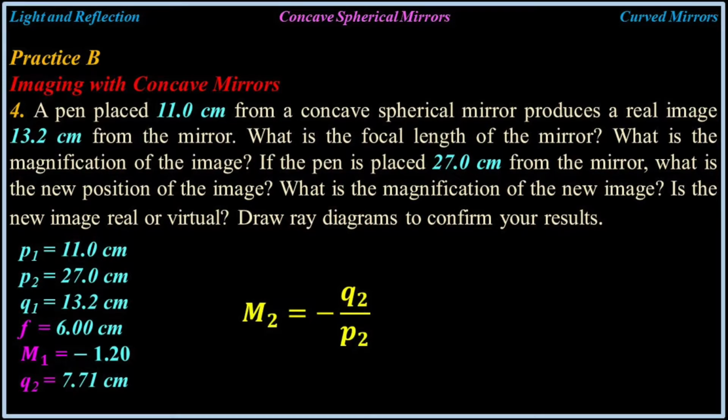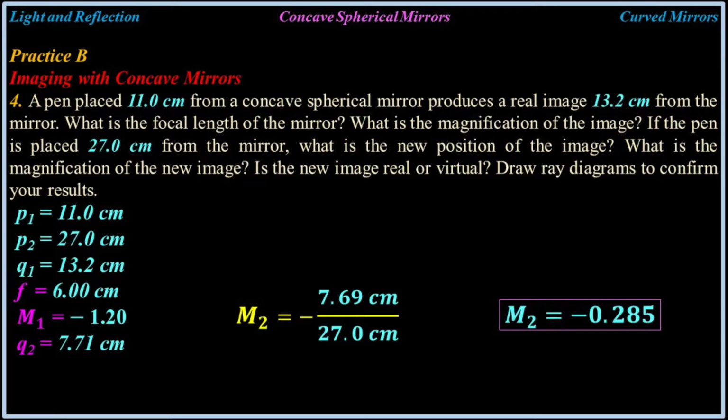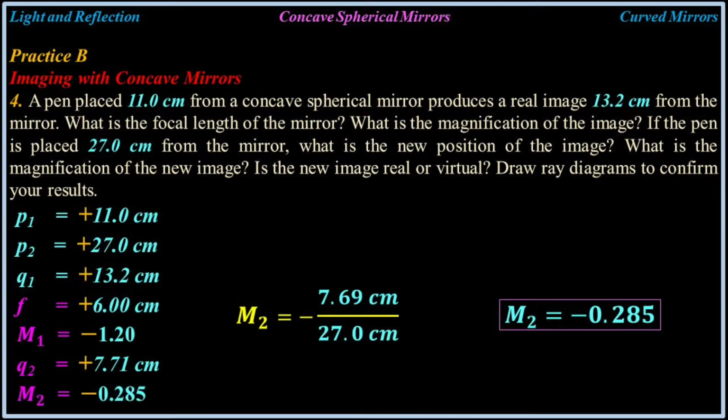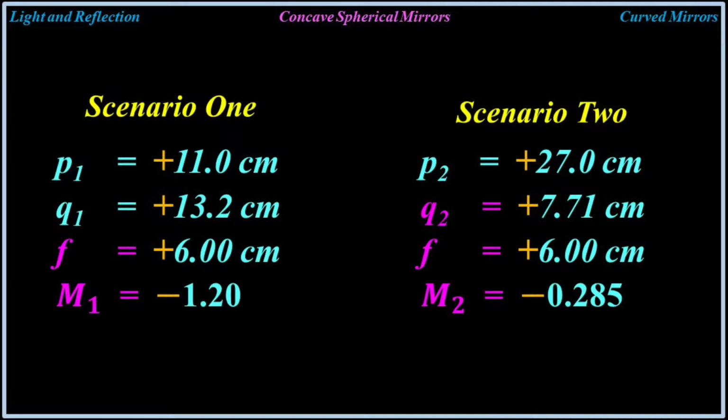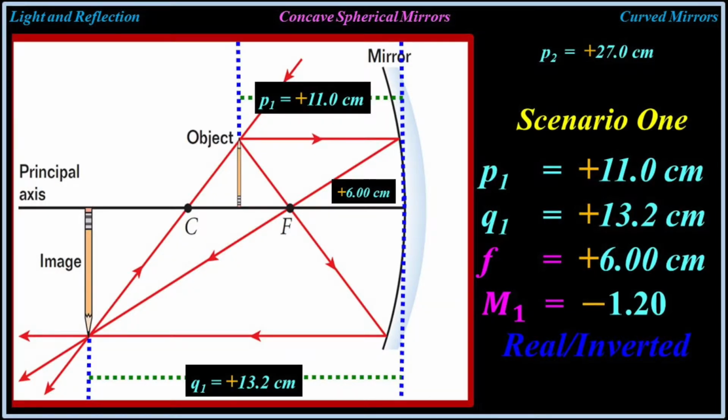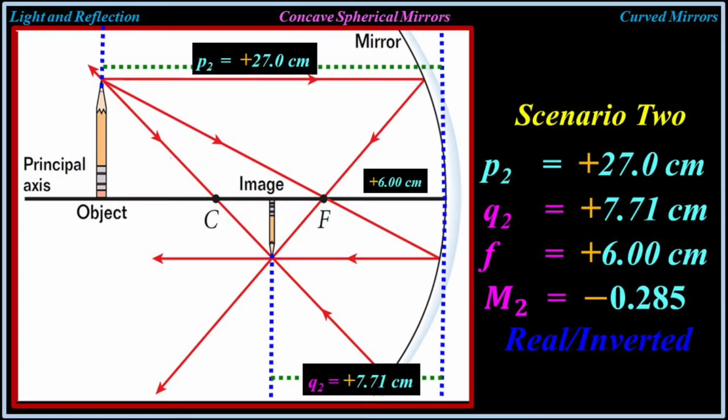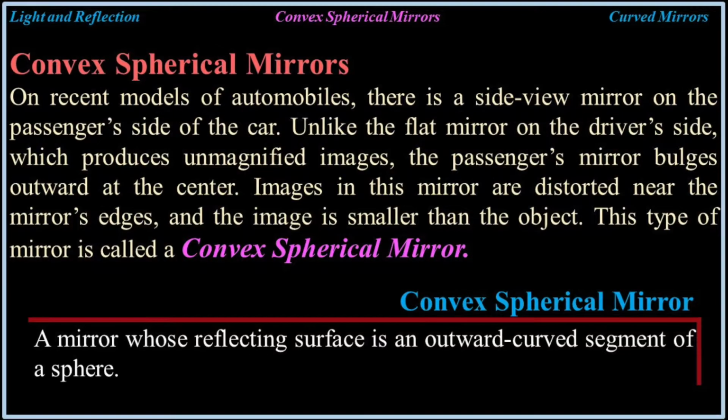Okay, where are we? All right. So we have the second magnification, which is about a third, 0.285, a little less than a third. So there's all the information. Put everything together nicely. There's scenario 1 and scenario 2. And there's the diagram. And there's the second diagram, all nicely put together.